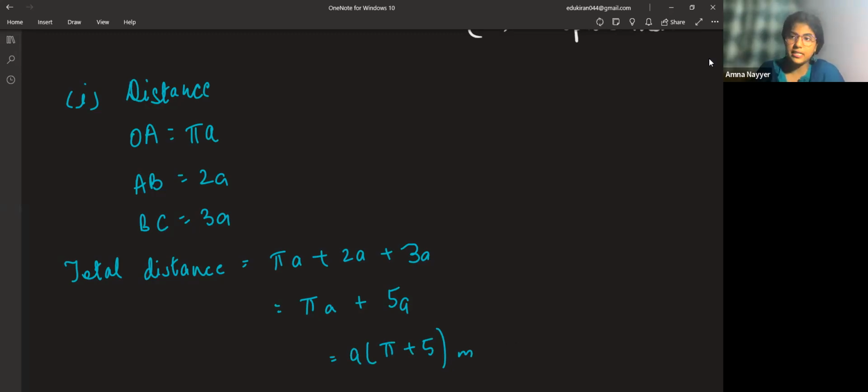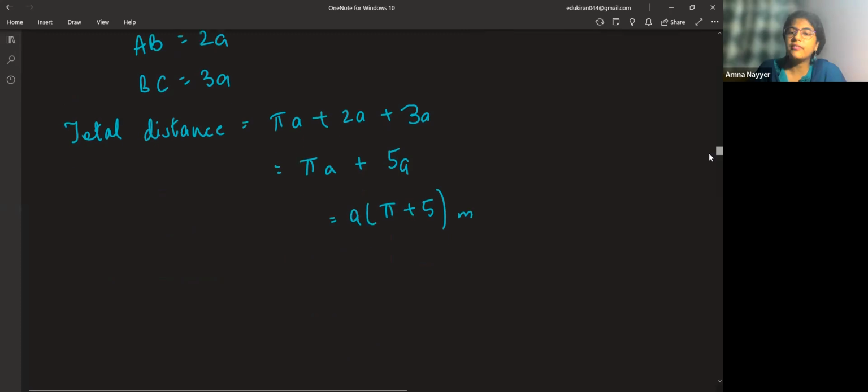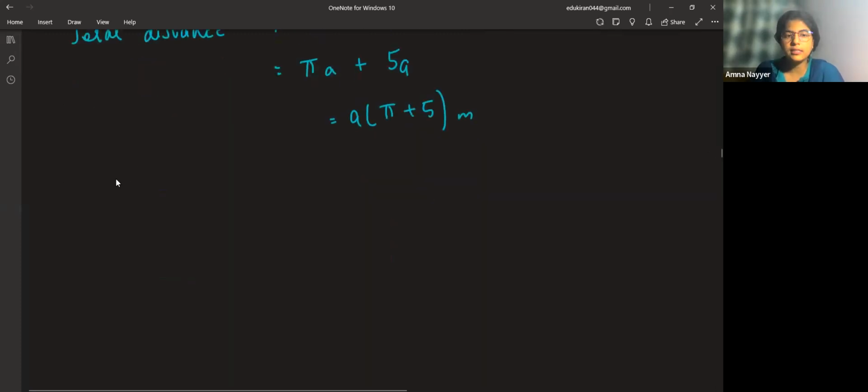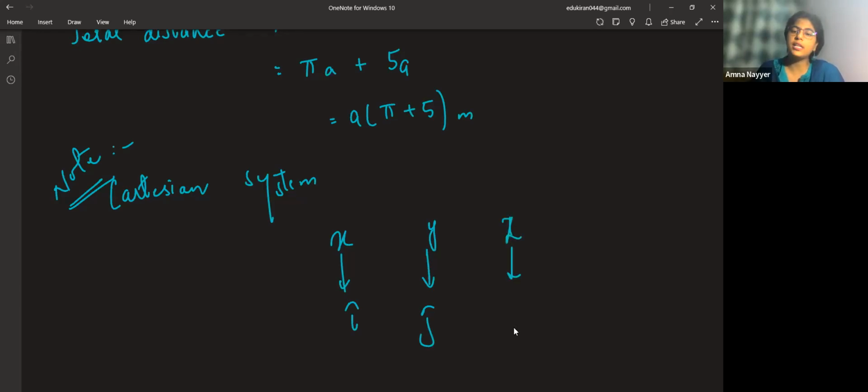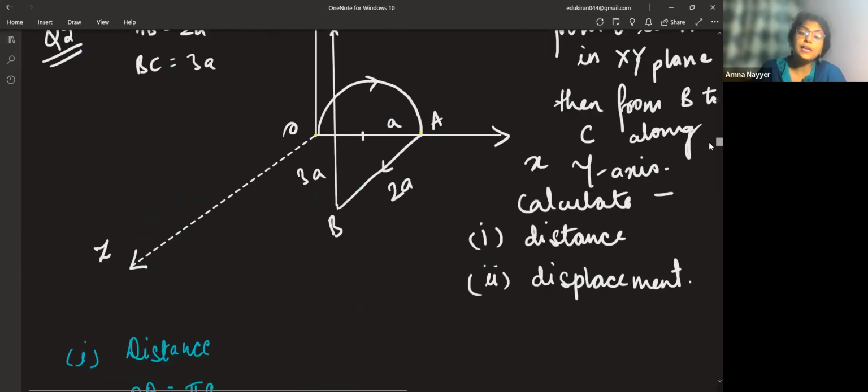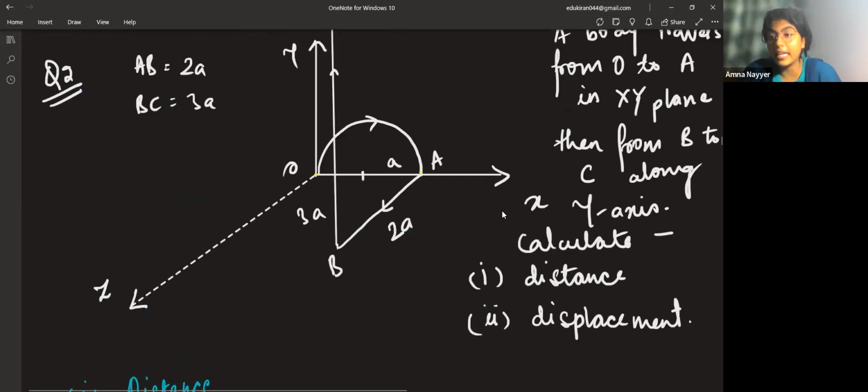Secondly, regarding displacement. See class, we have not studied vectors right now. Till now, we have not studied vectors. But just to make it a note point, this we'll discuss in detail. In the Cartesian system, if anything is situated along the x-axis, we write i cap. If anything is situated along the y-axis, we write j cap. If anything is situated along the z-axis, we write k cap. This we'll study in detail. You have polar form, Cartesian form, there we'll study in detail. So if you are adding displacement, why? Because these are now giving the direction.